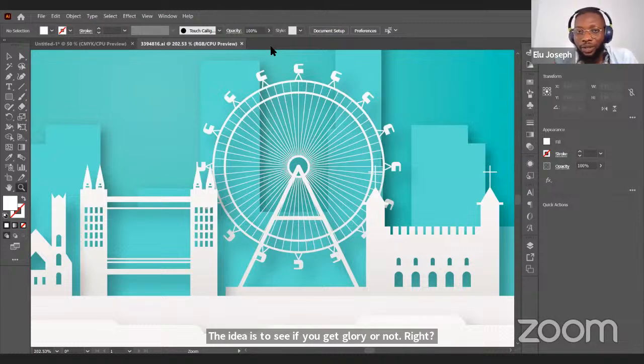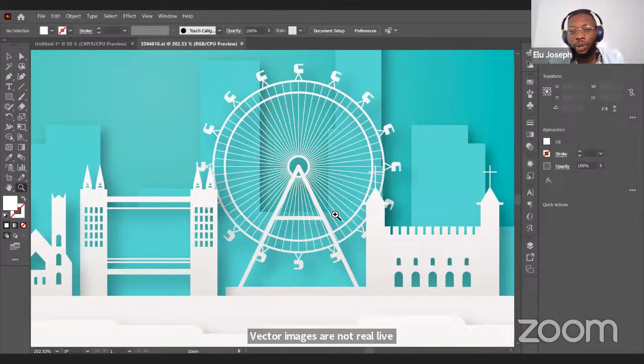Vector images are not real-life images. Remember when I was talking about form the other day, I showed you an example of a two-dimensional image, which is flat. And I showed you that adding form makes it look real. It is not a real image.